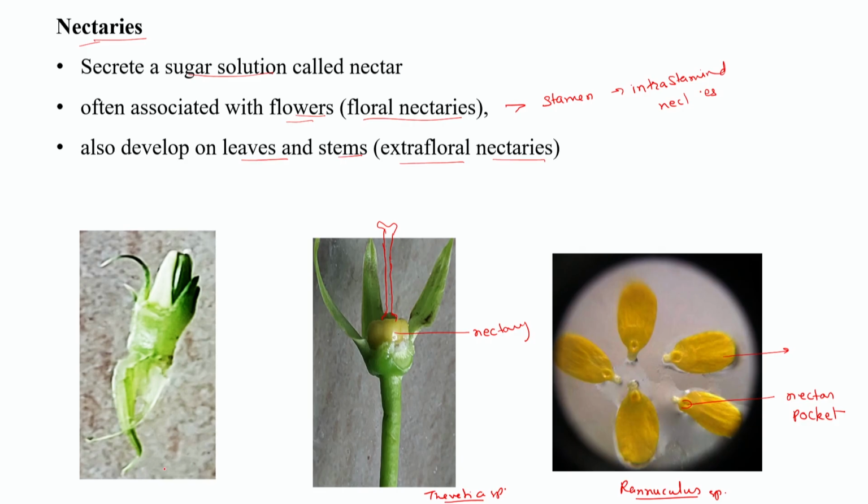Similarly, this is also in Catharanthus roseus. You will see nectaries are present around the ovary. See, two nectaries are present on the sides of the ovary. So here also you will see the ovary here, and along with that style and stigma will be formed here. So in many plants these nectaries are present attached with the floral organ.